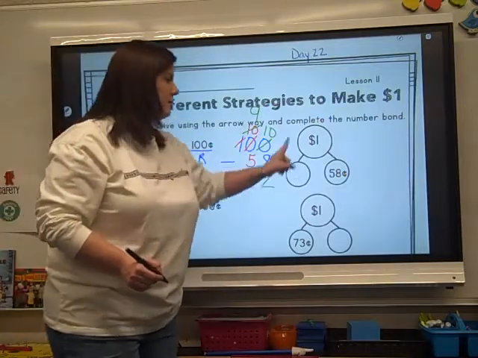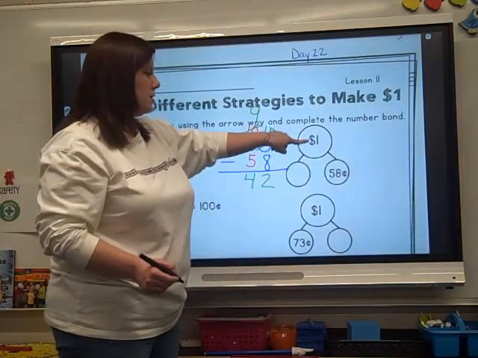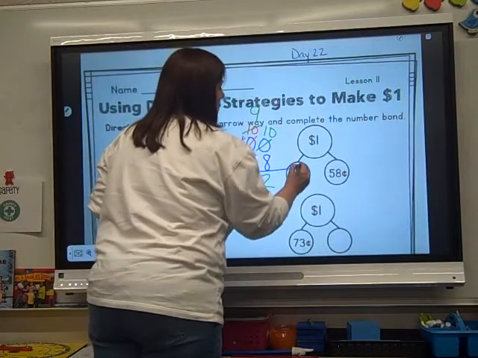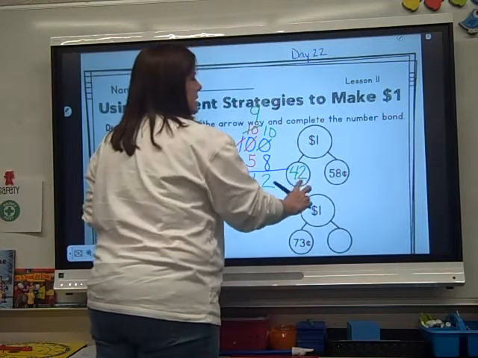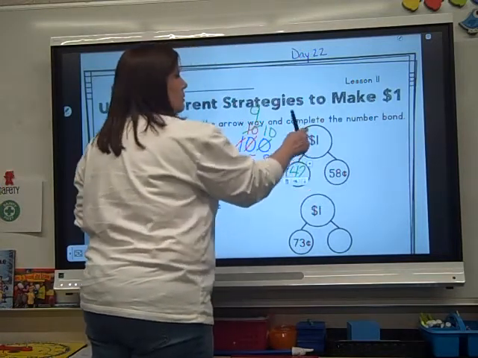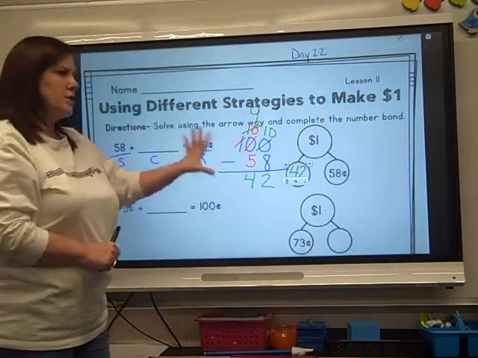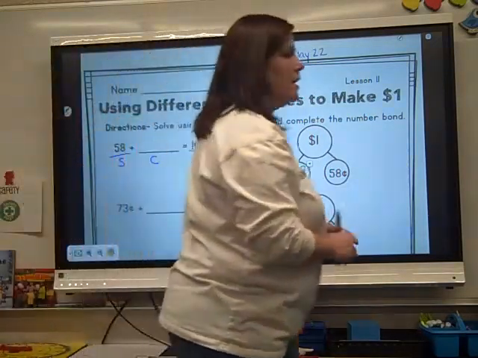Now here's how they've broken it down in your number bond. Here's $1, 58 cents. What's missing? 42 cents. So these two numbers together equal $1. Okay? All right, make sure you've got that. I'm going to move it up, okay?